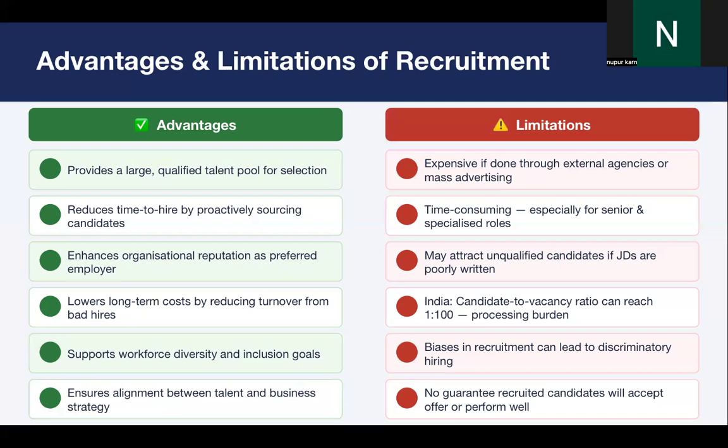So that will also lead to discriminatory hiring. No guarantee recruited candidates will accept the offer or perform well. Think about that. You have already incurred an amount of money: you have hired the people, you have trained them, you have placed them. But after that, what if that candidate has left that job? So we are not sure whether the candidate will accept the offer or perform well. So there is no guarantee for that. So these all are the limitations of the recruitment process.